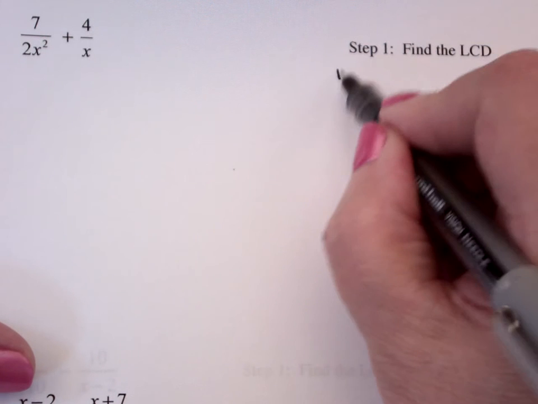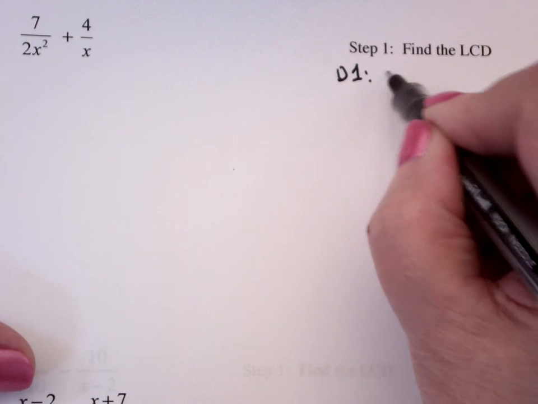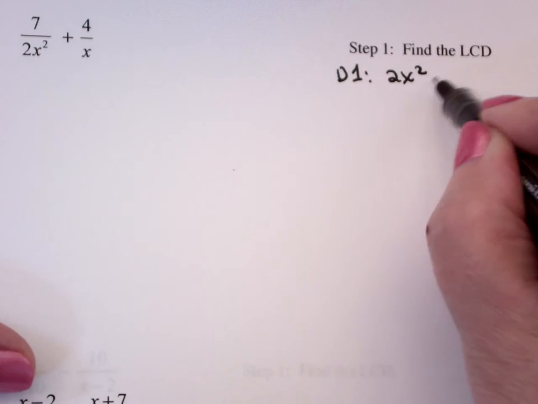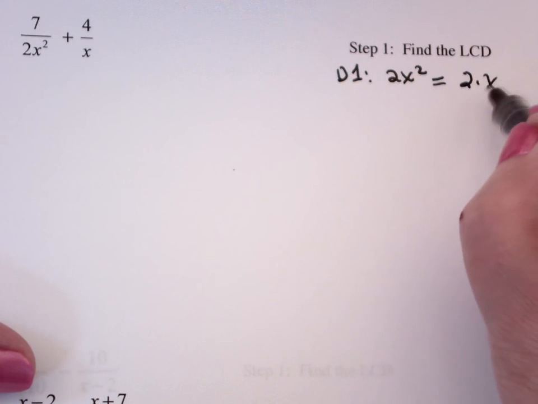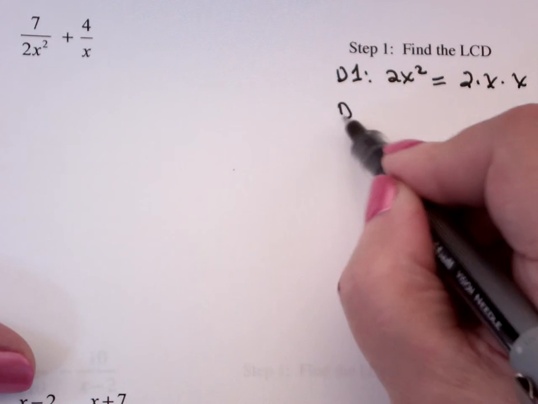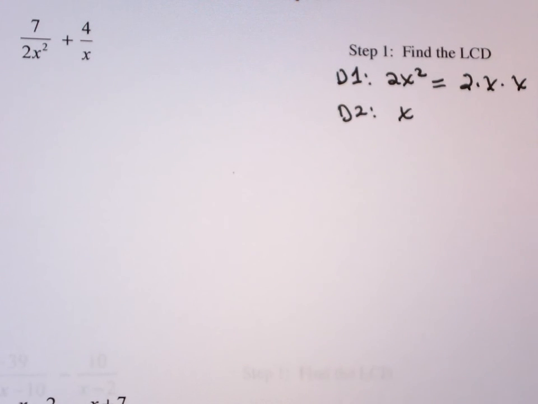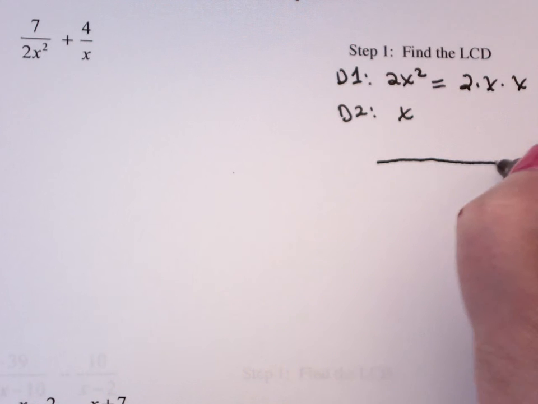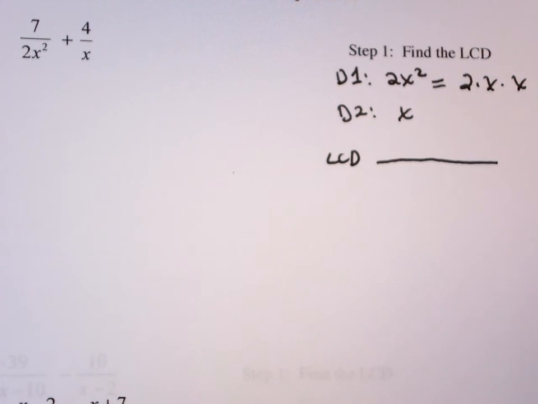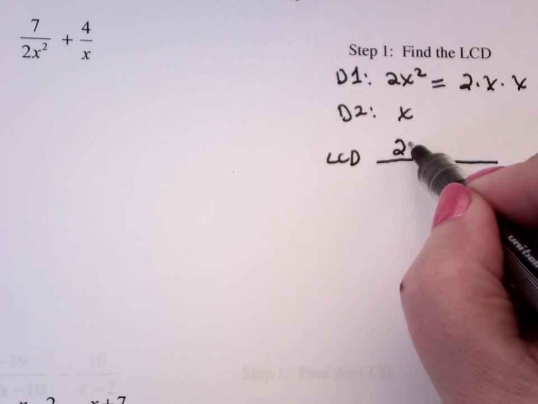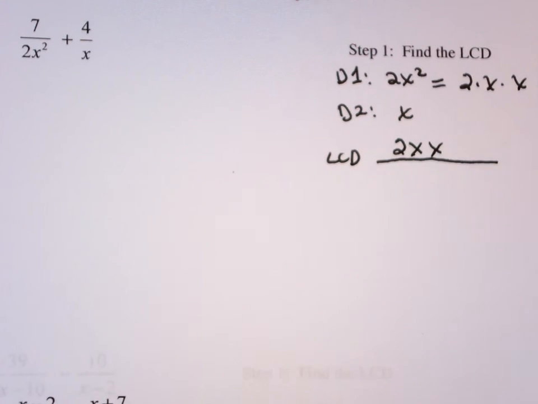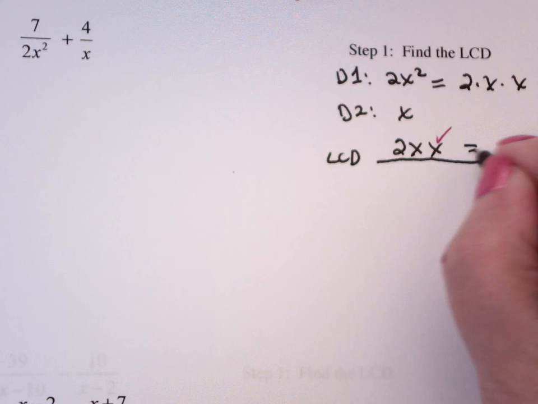So I'm going to look at denominator 1, and denominator 1 is 2x squared, which is 2 times x, and denominator 2 is just x. And you can't do anything with that. So what's the LCD? So 2x squared is there. I need 1x, and I've got 2. I've got more than enough. So the LCD in this case is going to be 2x squared.